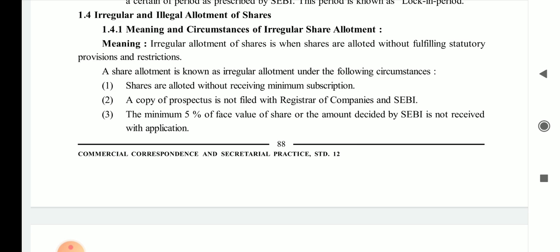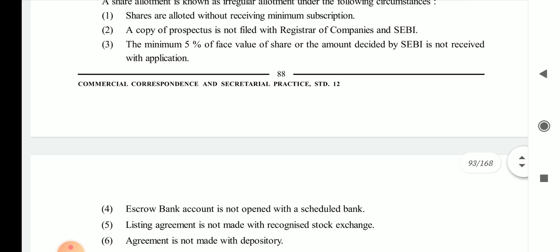You have to compulsorily file a copy with the SEBI as well as the company registrar. But if you have not submitted the copy of your prospectus with the company registrar as well as the SEBI, and then after you allot shares, it is known as the irregular allotment.